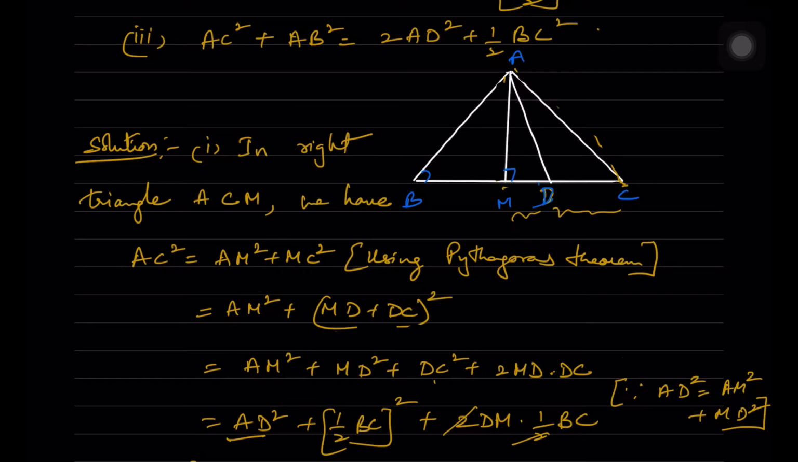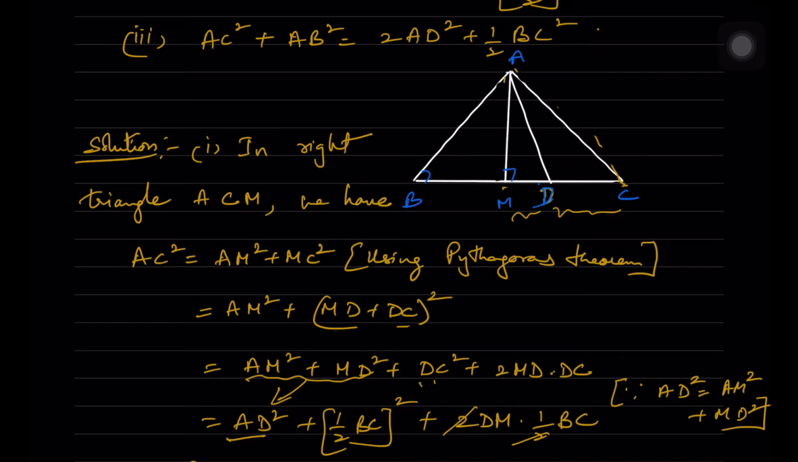Since we know that AD square is equal to AM square plus MD square, these two together we can write as AD square, because you can see from the top of there, you can directly write AD square is equal to AM square plus MD square. So therefore plus, what is DC equal to? DC is equal to half BC, because D is the midpoint of the base. AD is the median of the base BC, so it divides this into two equal halves, that is BD is equal to CD.